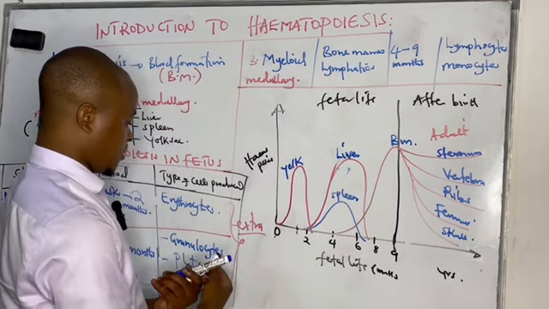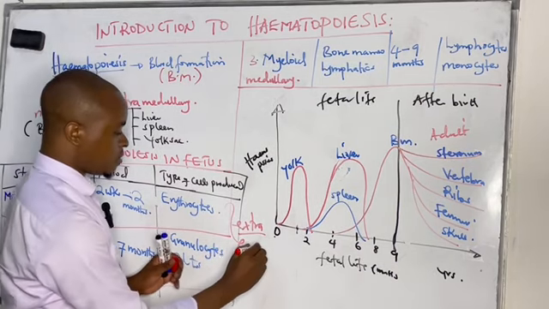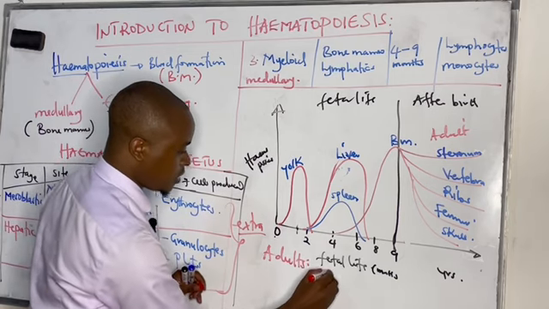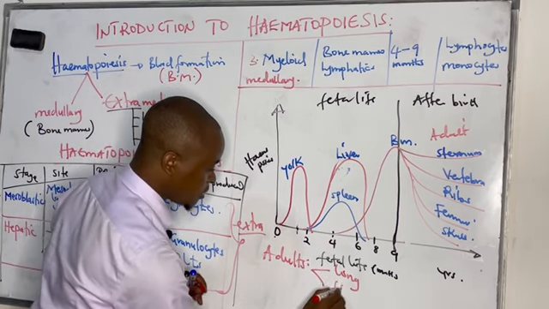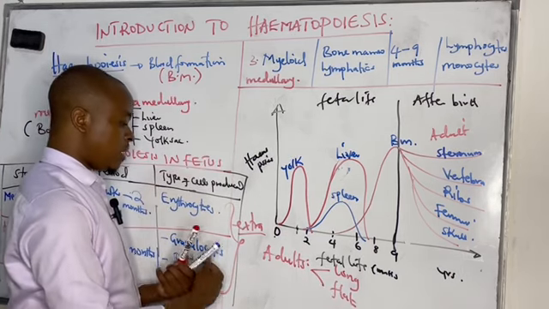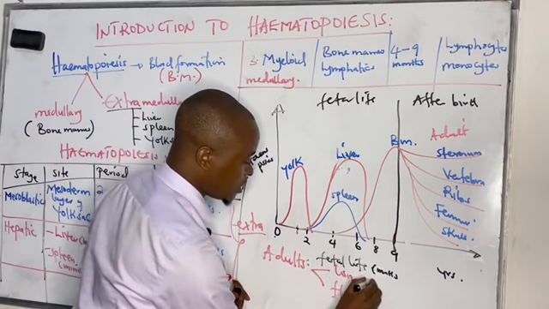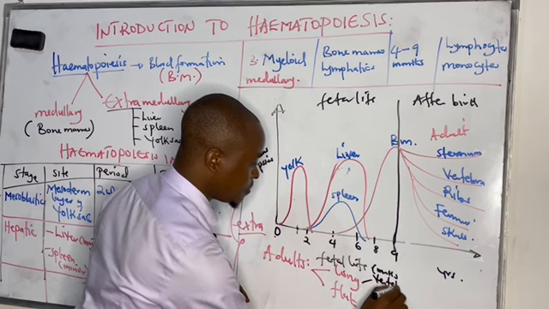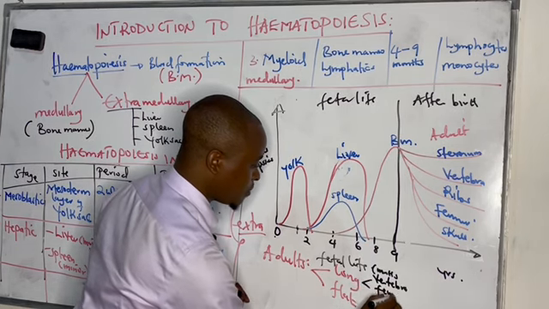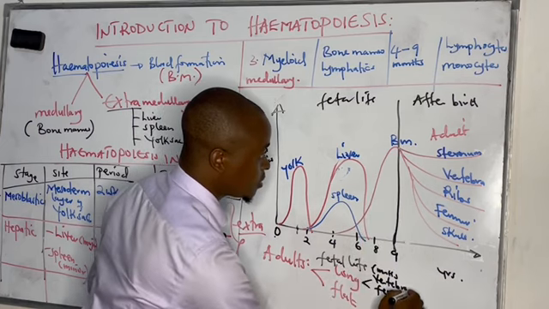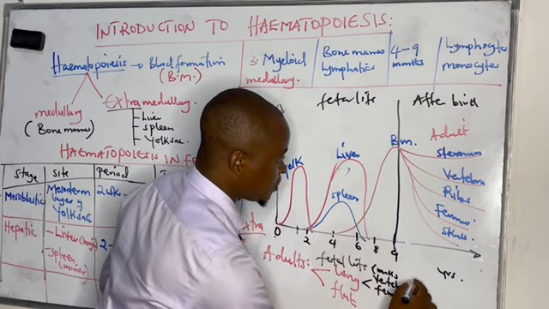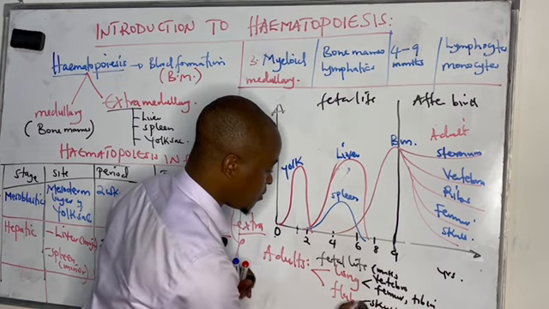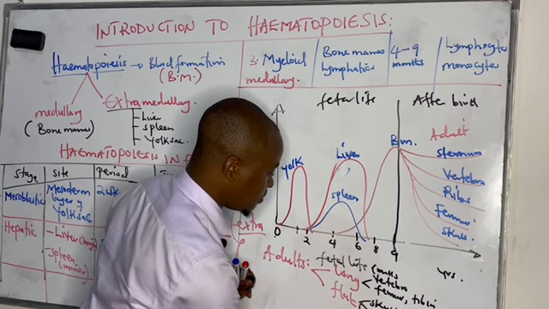So in adults, if they ask you about haematopoiesis in adults, it occurs only in the long bones and flat bones. Whereby long bones, we have seen long bones like the femur and the tibia. In the flat bones, we have the skull, we have the sternum, and the ribs.